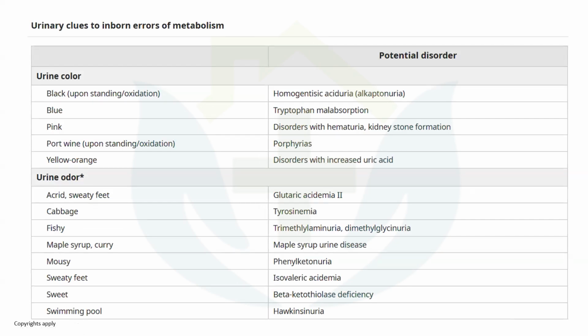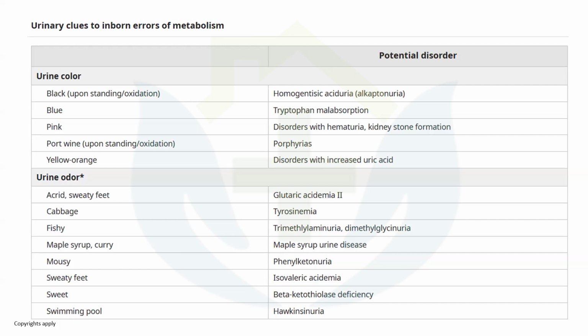So in this slide, I wanted to show some clues from the urine to identify an inborn error of metabolism. As we saw in the previous slide, in alkaptonuria the urine will be black in color. In tryptophan metabolism problems, it will be blue in color. If it is something hemorrhagic, it will come with a pink color. And porphyria we will discuss in the next class. In porphyria, it is a wine-colored urine. There are other urine odors also, like maple syrup urine, which smells like maple syrup.